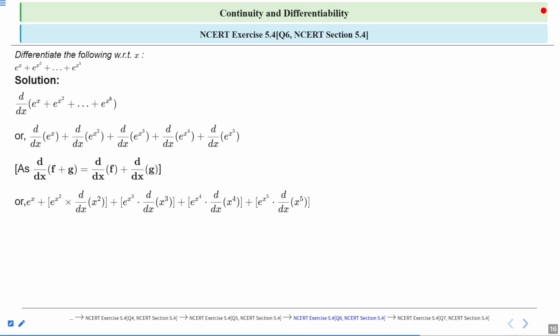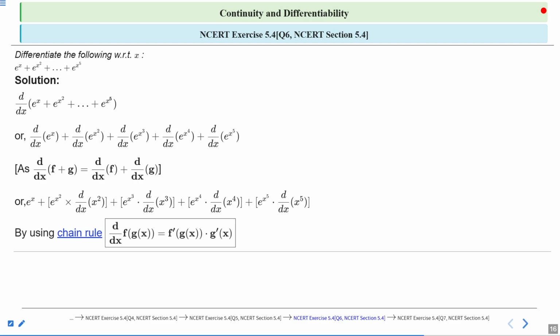Or it will be equal to e to the power x plus e to the power x square into d upon dx of x square plus e to the power x cube into d upon dx of x cube plus e to the power x to the power 4 into d upon dx of x to the power 4 plus e to the power x to the power 5 into d upon dx of x to the power 5, right? So by using chain rule, we can say d upon dx of f of g x will be equal to f dash g x into g dash x, right? Clear?